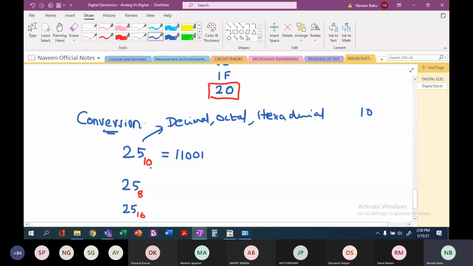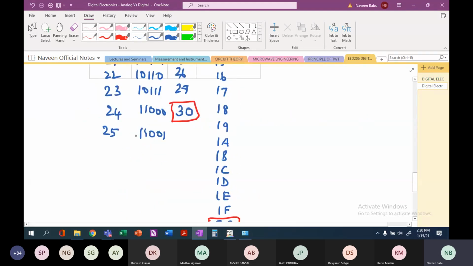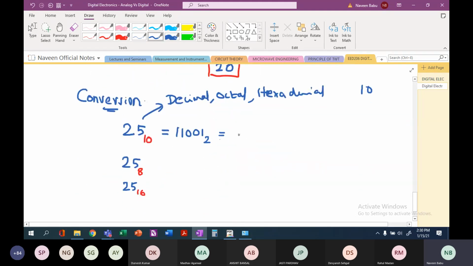So 25 to the base 10, which is in a decimal number system, is equivalent to 11001 to the base 2, representing that this is equivalent to a binary value of 11001. In terms of octal, what is it equivalent to? It is 3, then it gets reset to 1. It is equivalent to 31. And how do we know that this is octal? We write base 8.